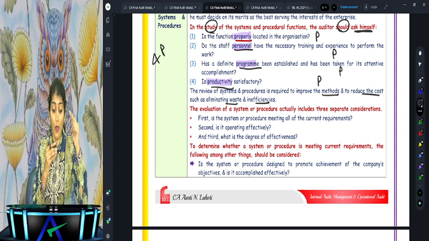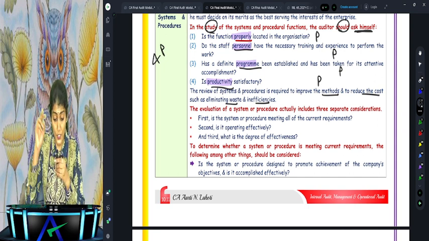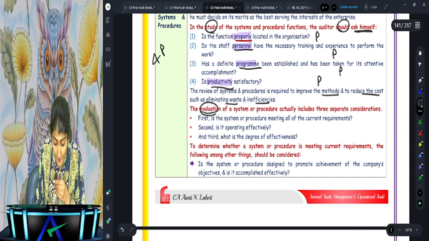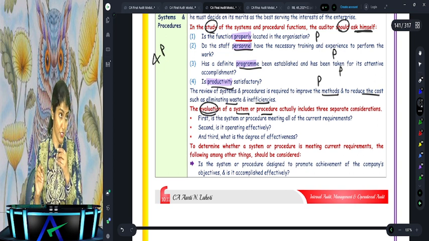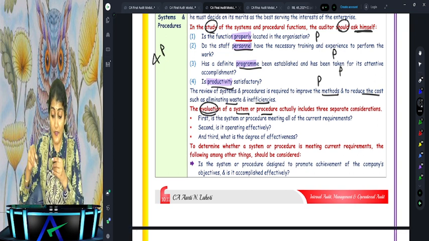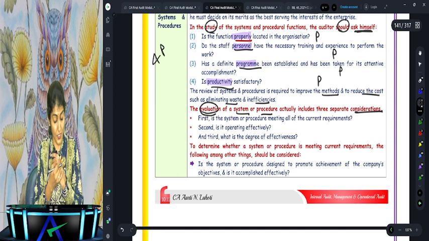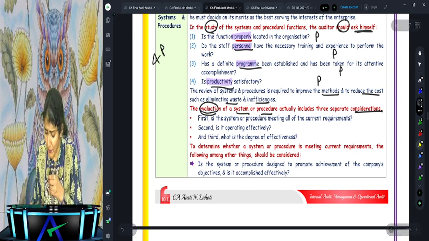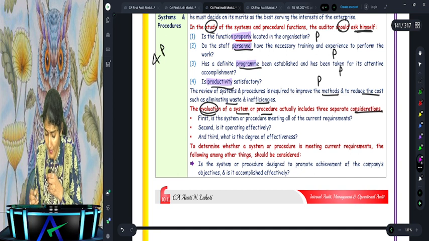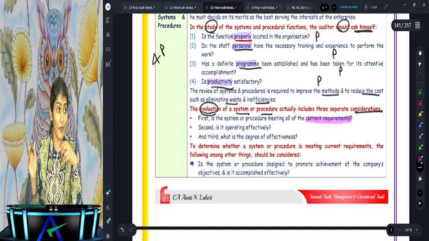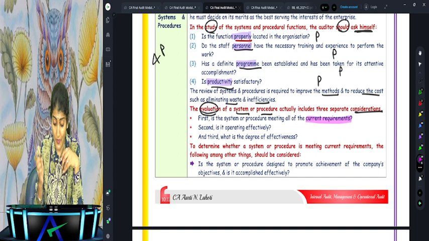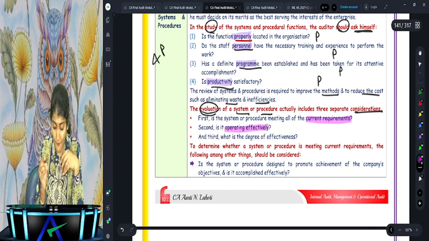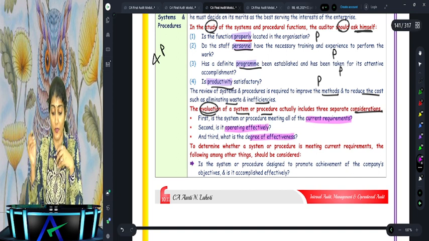Okay. And now as an auditor, after you finish your study, you're going to do the evaluation of the system and procedure. And in evaluating the system and procedure, you have 3 considerations. What are your 3 considerations? 1, is the system and procedure meeting the current requirement? So whether it is fulfilling your current requirement. Second, what does it say? Whether it is operating effectively. And third, what is the degree of the effectiveness?